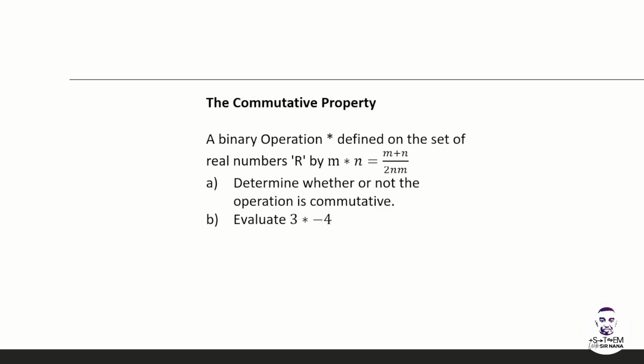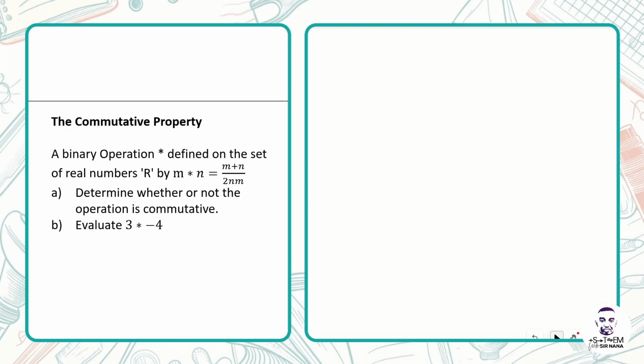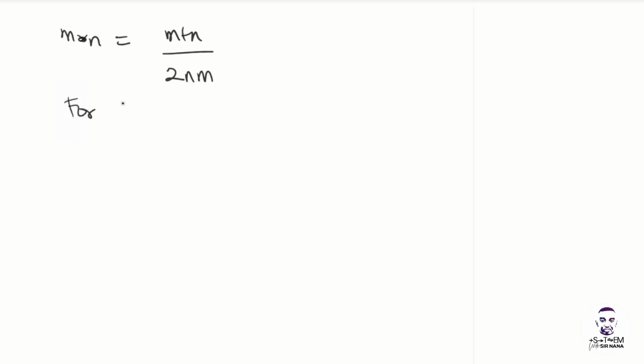The question says that a binary operation star is defined on the set of real numbers R by m operation n equals m plus n all over 2nm. We have to determine whether or not the operation is commutative, and then evaluate 3 operation minus 4. Now let's consider a solution. The operation is m operation n equals m plus n all over 2nm.